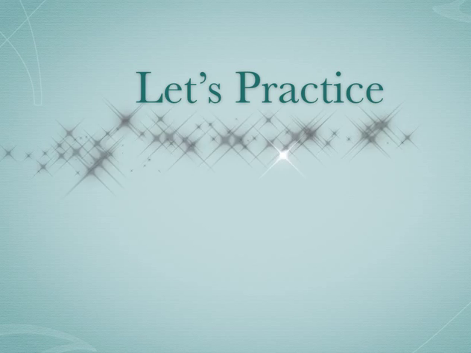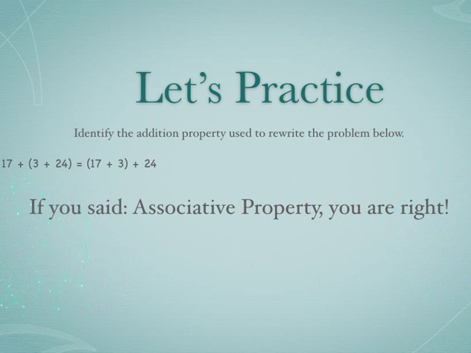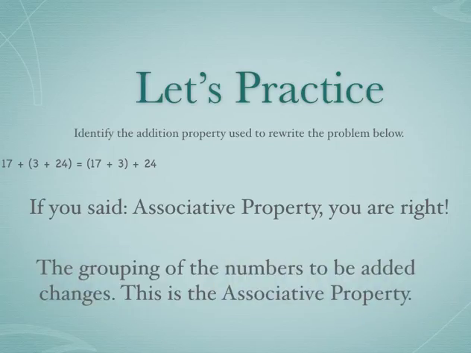So let's practice. Identify the addition property used to rewrite the problem below. So take a look at that grouping and tell me what property they used. If you said the associative property, you're right. I like to think of the associative property as the numbers are associating with each other in groups. That's just kind of a little way I use to remember it. The grouping of all the numbers to be added changes. This is the associative property.